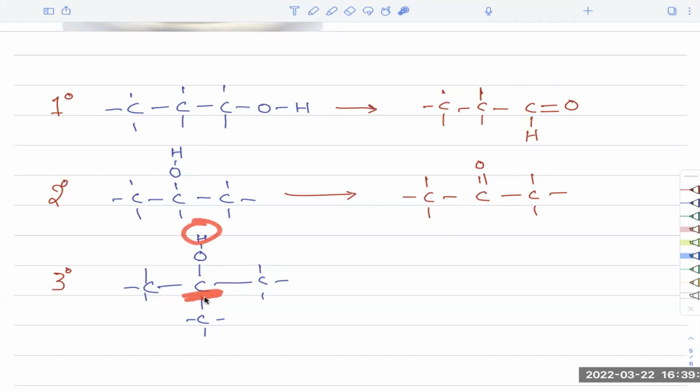Tertiary alcohol, I need to remove two hydrogens, one from OH and one from the carbon, but this carbon does not have any hydrogen. That means this cannot be oxidized. So the reaction doesn't occur.